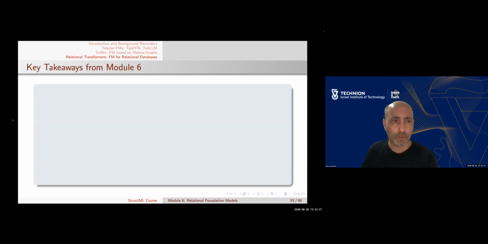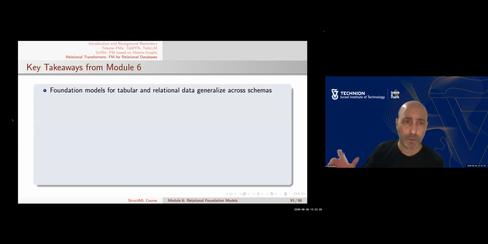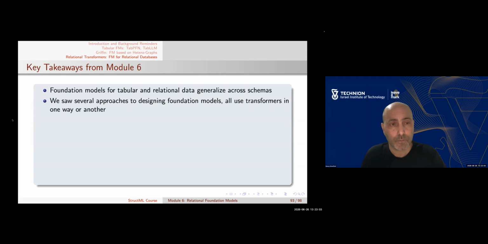And I'm going to end this module with some key takeaways. We talked about foundation models for tabular and relational data. They generalize across schemas. That's something that is important in the case of the focus of this course. The fact that we are using schemas to represent the structure of our data allows us to define foundation models in that sense, in that terminology. Foundation models generalize across schemas.